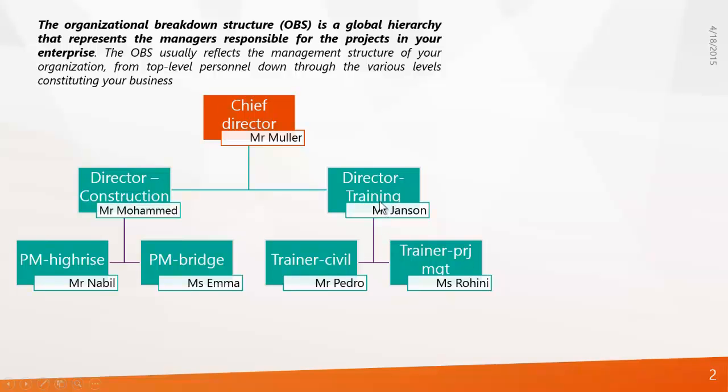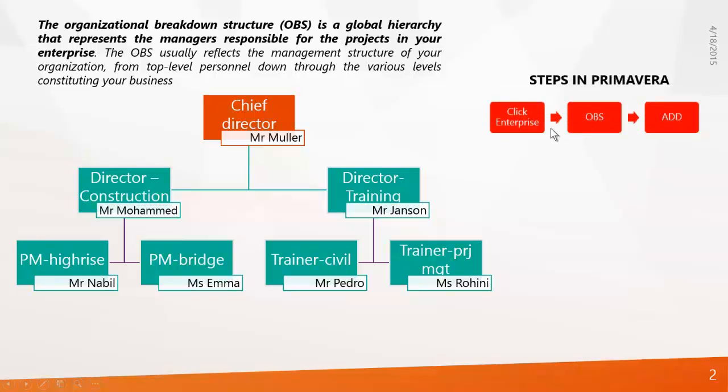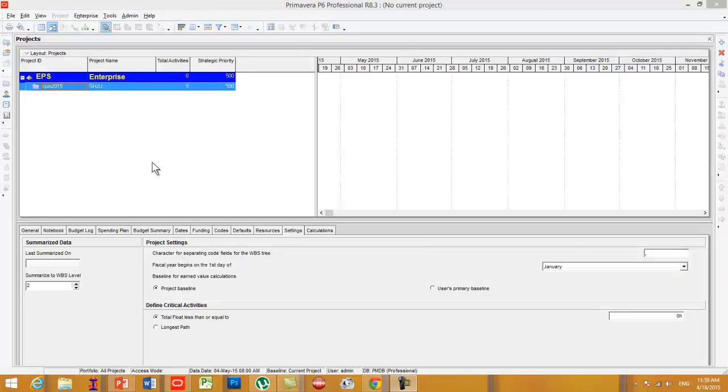Now let's see how this example can be done in Primavera. For that, keep these steps in your mind. Click Enterprise, go to OBS, click on Add button. So this is the theory part to make you understand the concept. Now please open Primavera and do this same exercise.